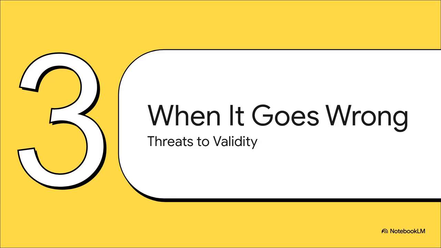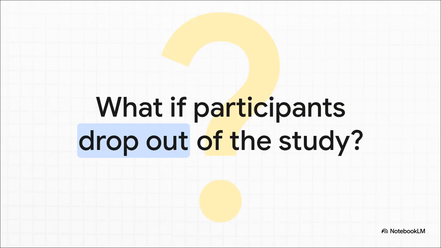Now, this whole system of control is incredibly robust. But even the most perfectly designed experiments can run into trouble. Researchers always have to be on the lookout for things that could undermine their results. For example, a really common issue is, what happens if people just drop out of the study halfway through? This is called subject loss, and believe me, it can be a much bigger deal than it sounds.